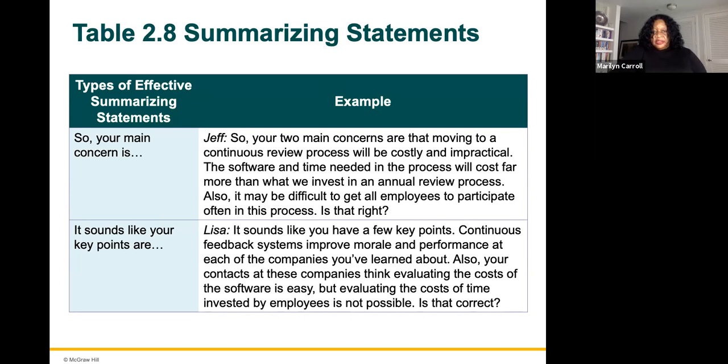Lisa, it sounds like you have a few key points. Continuous feedback systems improve morale and performance at each of the companies you've learned about. Also, your contacts at these companies think evaluating the cost of the software is easy, but evaluating the cost of time invested by employees is not possible. Is that correct?